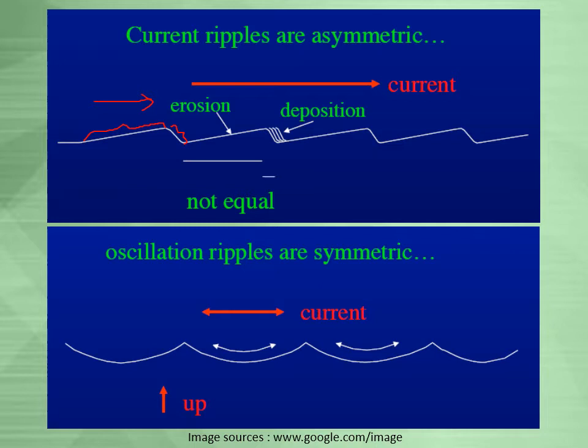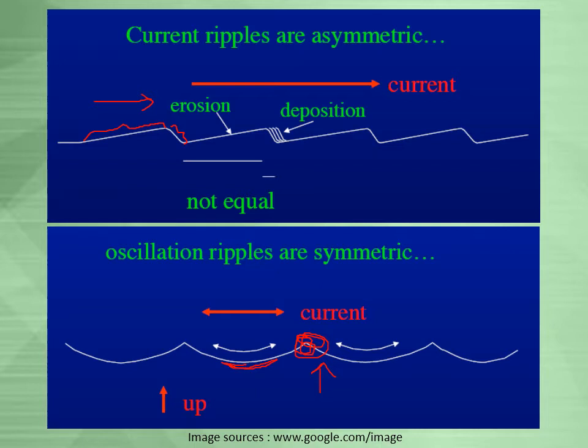In oscillation ripple, where the movement of current is back and forth, you find this kind of symmetrical ripple in which the stoss side length and lee side length are equal in length as well as equal in inclination angle. In this type of ripple, the trough regions are broadly rounded, whereas the crest portions are sharply angular, and this sharply angular crest indicates my stratigraphic top direction.